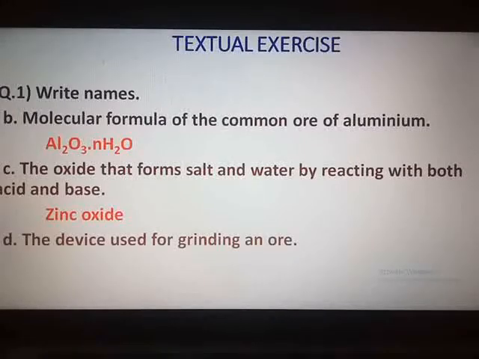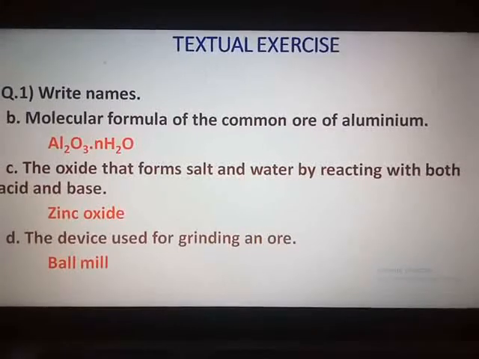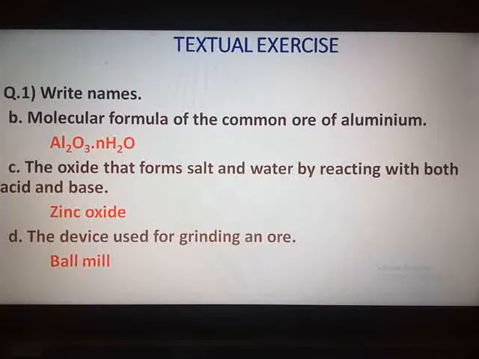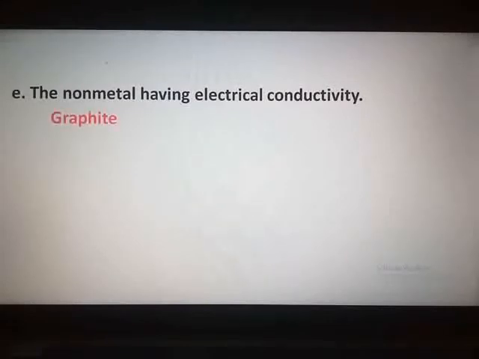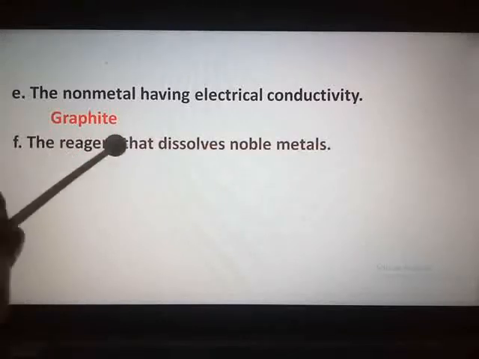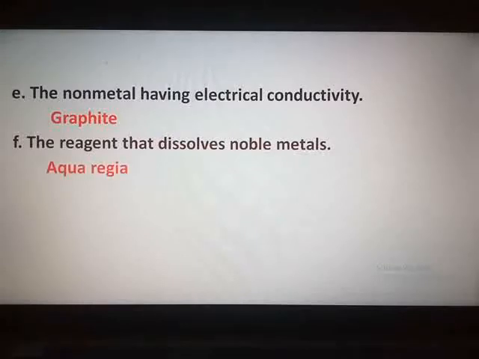The device which is used for grinding an ore. Very simple. Ball mill. Next is question number 1E. The non-metal having electrical conductivity, graphite. And the last one, the reagent that dissolves noble metals, aqua regia.